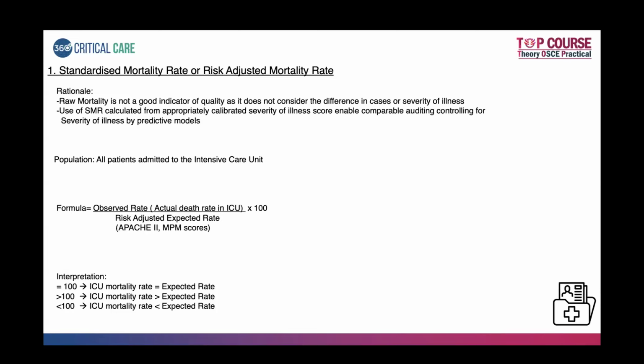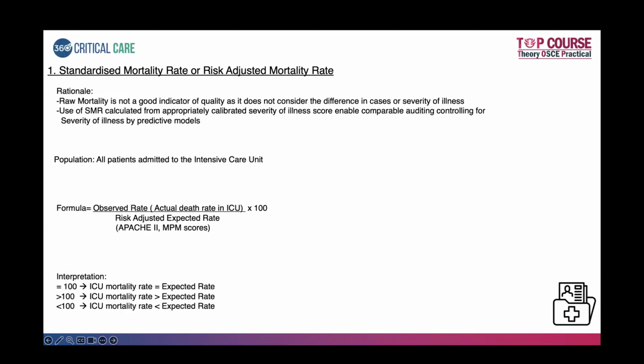So when you're mentioning any quality indicator, you discuss it under these four headings: the rationale, the population, formula, and interpretation. If it is a 5-mark question and you answer each one half, you get at least 2 marks. So 2 plus 2, you get 4 out of 5.